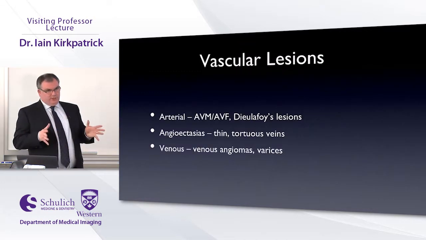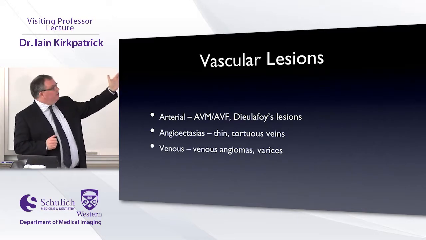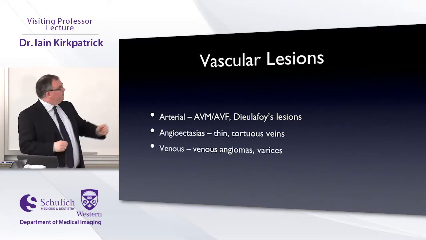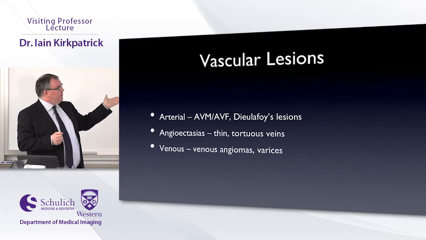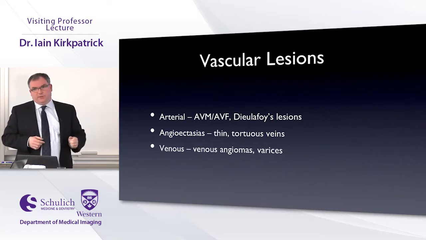The vascular lesions we're talking about are divided into 3 categories. So you have your arterial lesions like AVMs, and then the Dieulafoy lesion. And what that is, it's a little artery, and instead of constantly tapering as it moves distally, it starts to dilate or become aneurysmal. Angioectasias, which are these dilated veins, they can get fairly large sometimes and bleed. And then venous, like venous angiomas, which are really rare, or venous varices, which you'll sometimes see in someone who has portal hypertension.